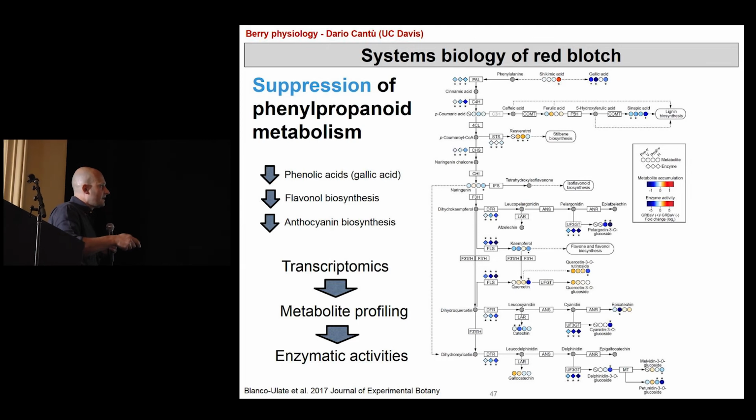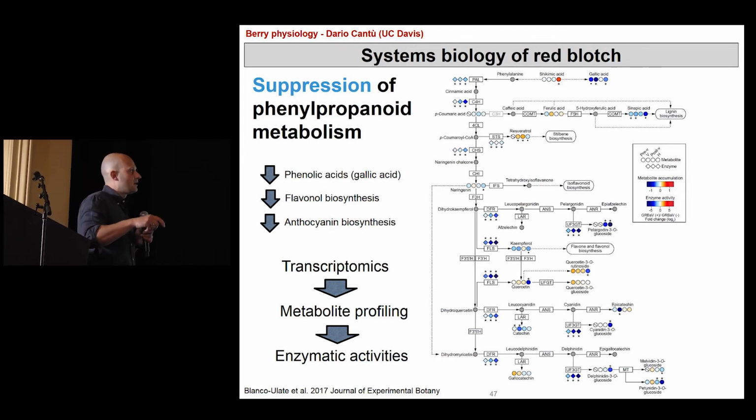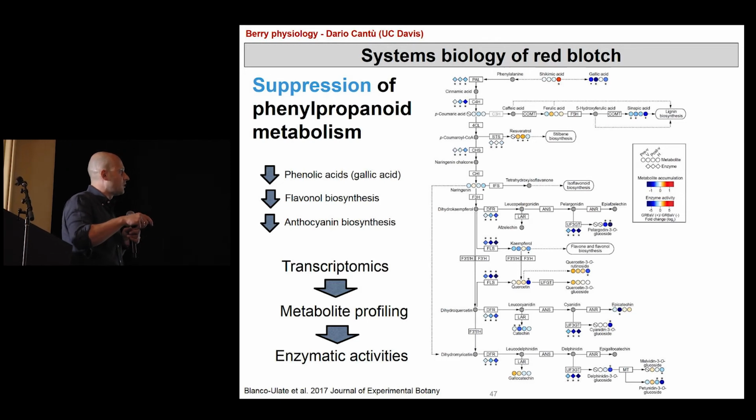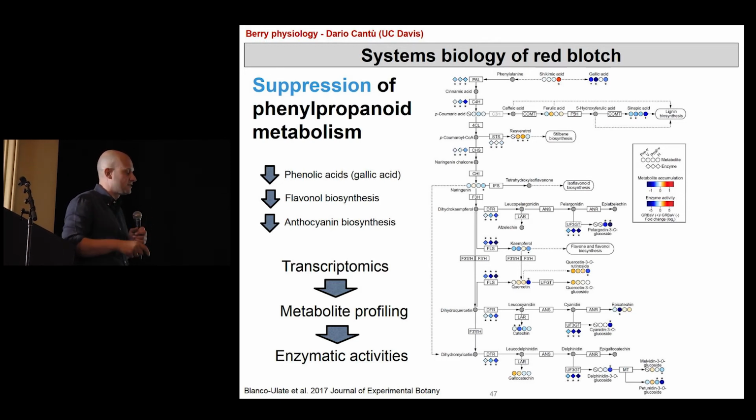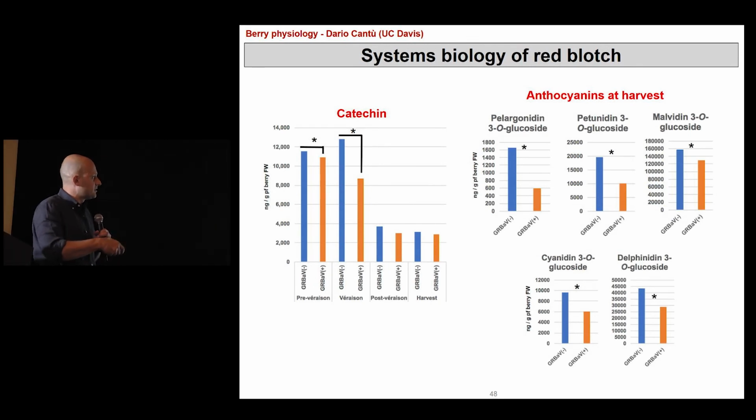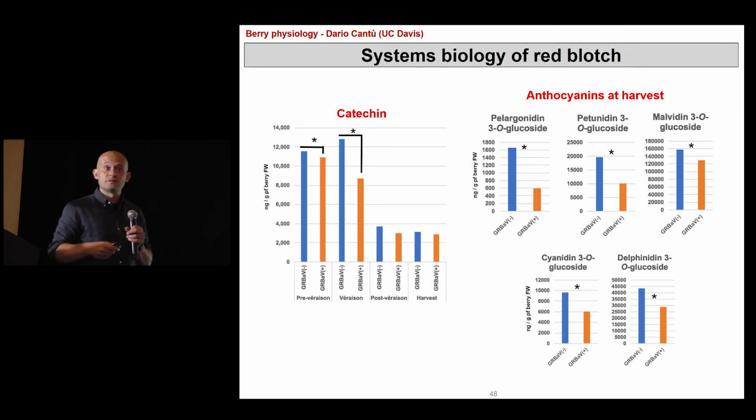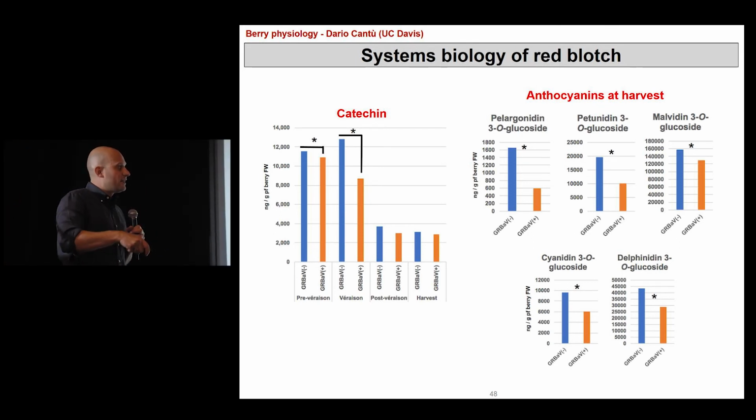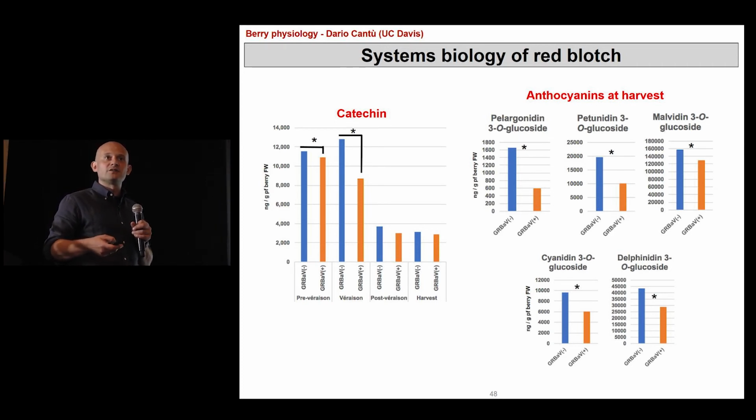And this is the take-home message where we saw a decrease in those metabolic processes that accumulate phenolic acids, flavonols, and anthocyanins. And this is just some examples. Catechin, which typically, as I showed before, proanthocyanidins and tannins decline with ripening. There is a significant decline in accumulation pre-veraison of catechin because of the virus. All the anthocyanins we could measure were negatively affected by the virus.